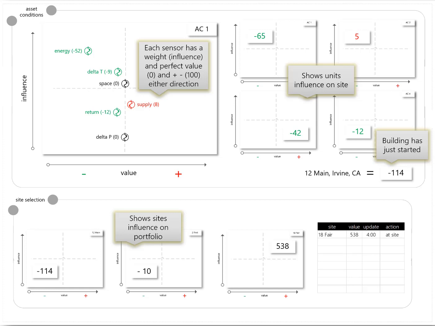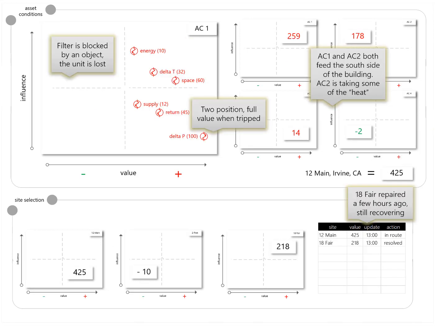If we roll the clock forward a little more, jumping from 8 o'clock to 2 p.m. in the afternoon, we can see that things have gotten a little worse for 12 Main. If we look in the upper left, AC1, some object has flown against the inside filter bank and blocked the filter. So the first thing we notice at the very bottom is that differential pressure switch, which is a 2-position switch, tripped, and it sent the full value of 100. Of course, this could be adjusted, but its influence is lower, so it's already weighted.